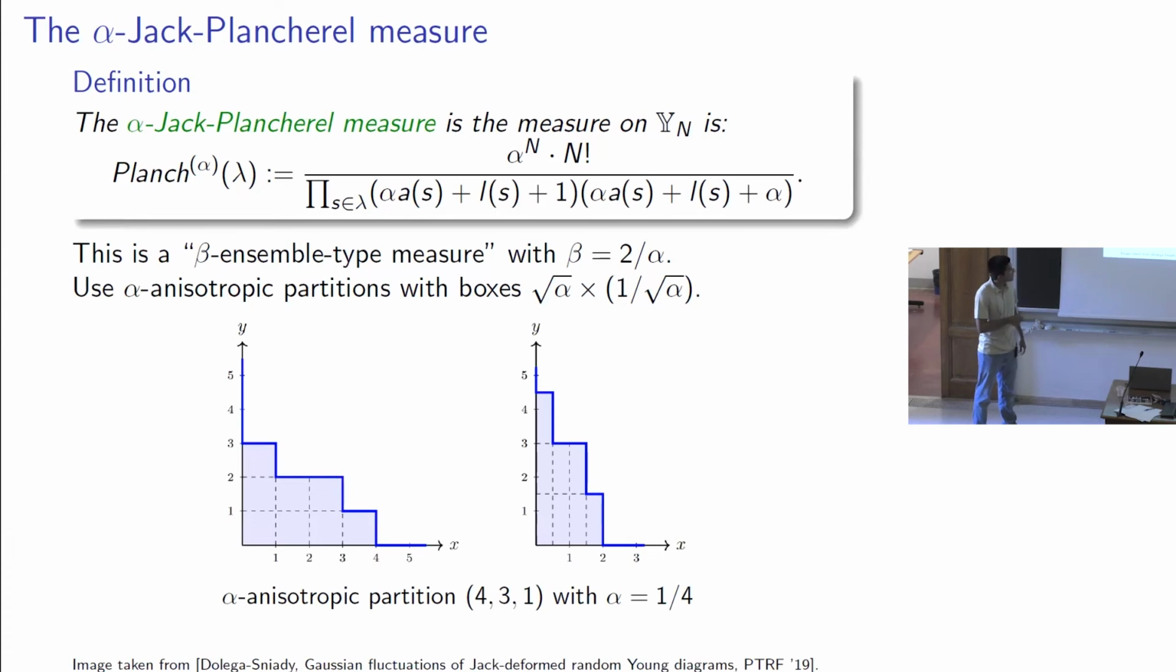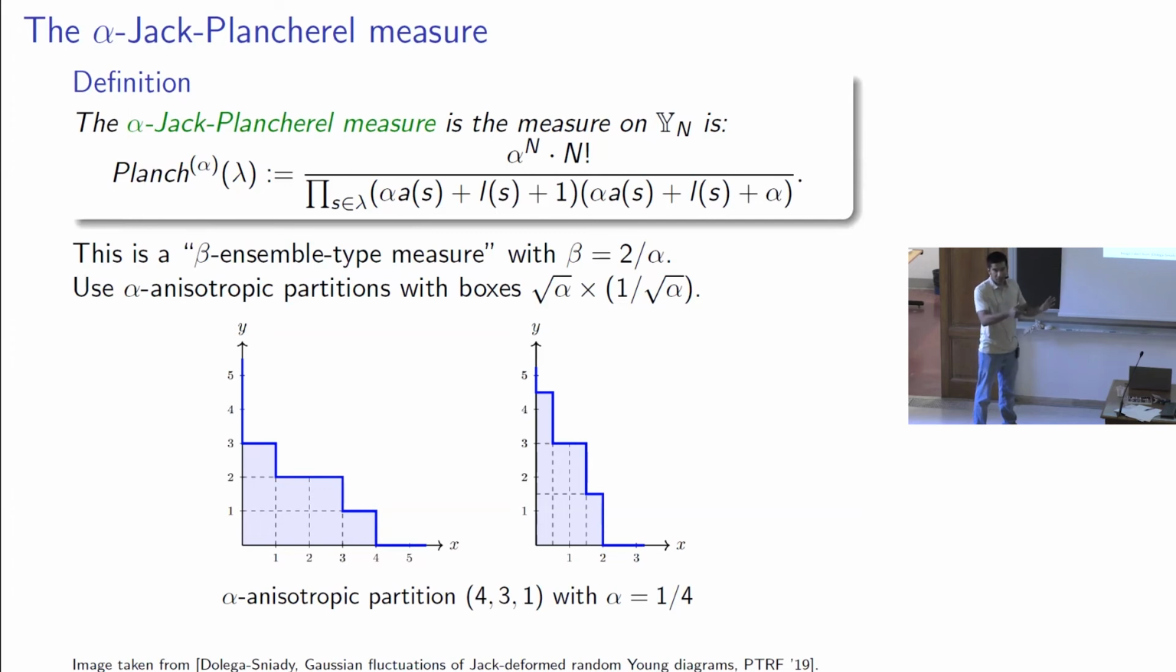For example, here you have your partition 4, 3, 1. If alpha is equal to 1 over 4, square root of alpha is 1 over 2. So this will be my alpha anisotropic partition. You just change the form of the squares drawing the partition. So you draw your anisotropic partition.